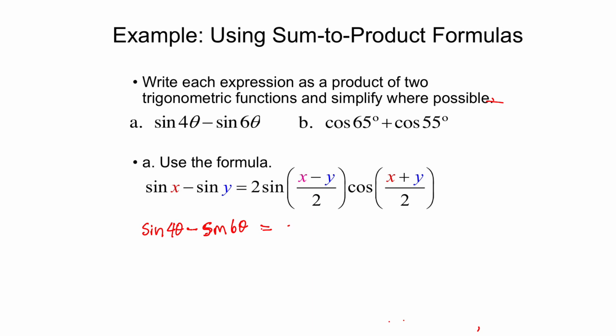We can rewrite this so that the angles are different. This would be 2 sine, then we have (4 theta minus 6 theta)/2. We just use our formulas here. This is what we're taking the sine of, and then we're going to multiply by the cosine of the sum of those, so (4 theta plus 6 theta)/2.